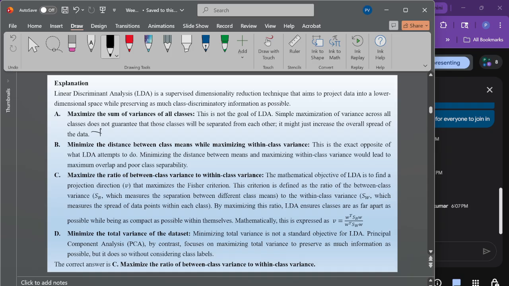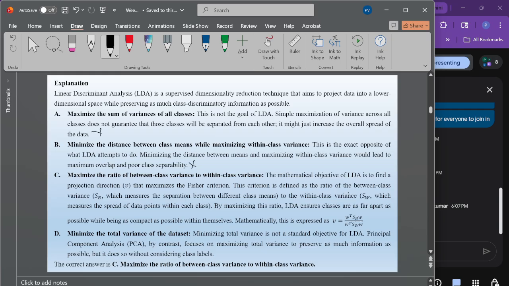Option B is minimize the distance between class means while maximizing within class variance. This is the exact opposite of the goal of LDA. Minimizing the distance between means and maximizing within class variance would lead to maximum overlap and poor class separability. It will not separate the data points clearly; in contrast, it will merge all the data points. So this is also not a correct option.